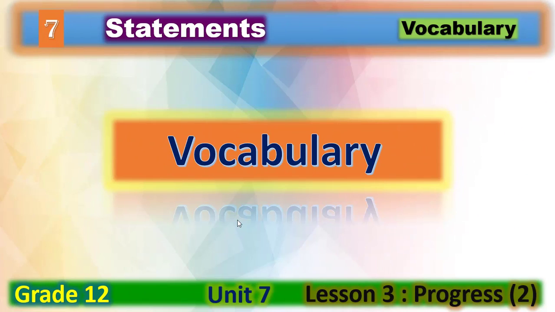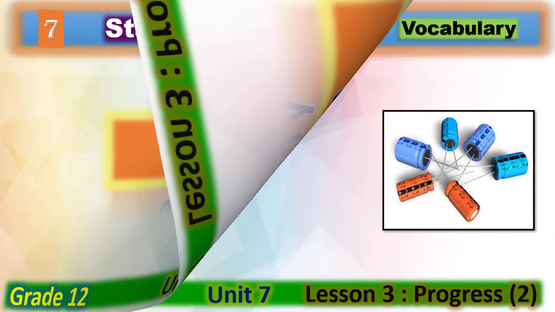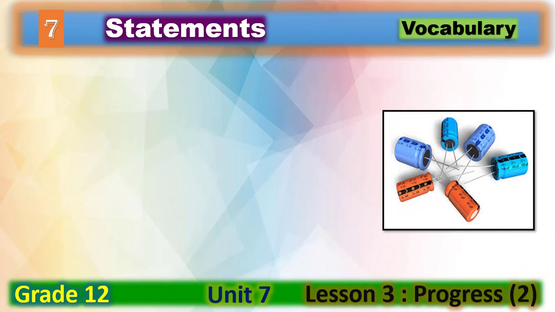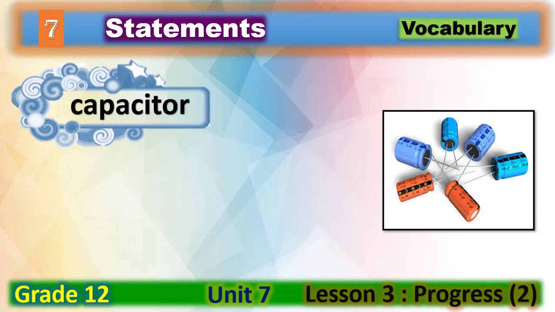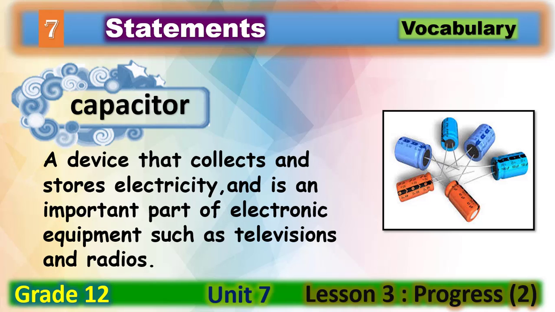Before we start our lesson, let's study some words which will help you to understand today's lesson. Let's start with our first word. Can you guess what the first word is? Look at the picture and try to guess. Yes, this is a capacitor. A capacitor is a device that collects and stores electricity and is an important part of electronic equipment such as televisions and radios.